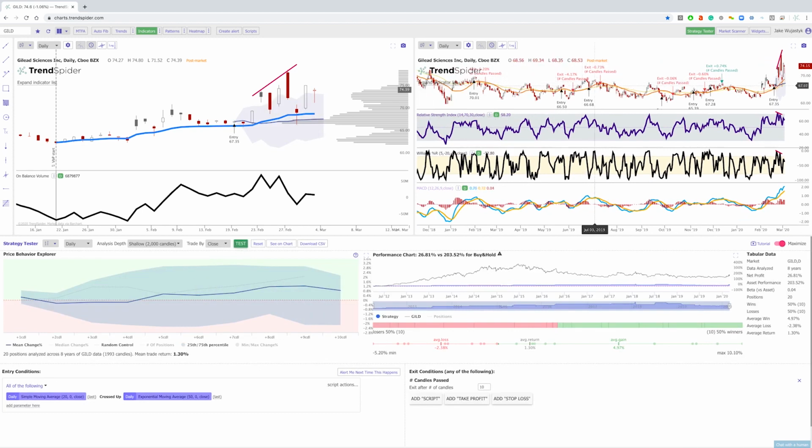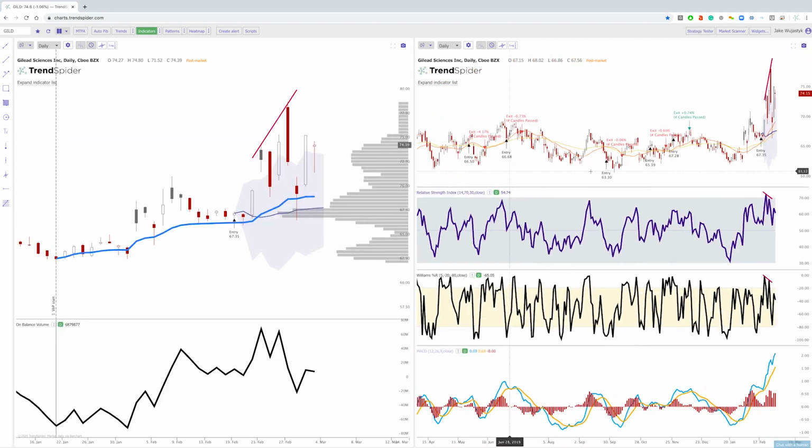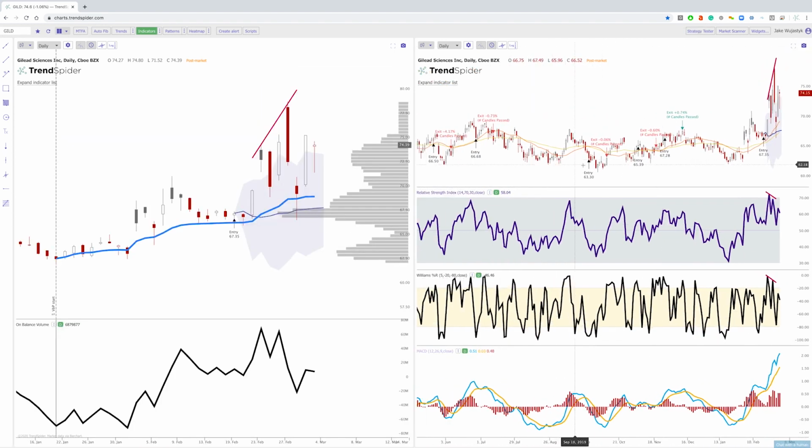So anytime that there was a positive move, it will be green. Anytime there was a negative move based on this crossing, and then 10 days later, it's going to show up as red. We can see here the mean trade return is 1.3%. We can see the wins versus losses are exactly tied at 50%. And so this gives you a lot of information quickly without having to go and test this out by yourself. You're able to use TrendSpider to really answer the question, what is the best indicator for me?